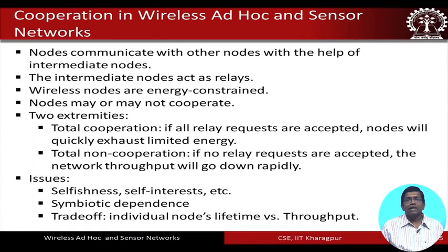One is the case of total non cooperation, and the other extremity is total cooperation. In the case of total non cooperation, none of the relay requests that a particular node receives is forwarded further. In the case of total cooperation, all the relay requests that a particular node receives will be forwarded further. Neither total non cooperation nor total cooperation is ideal, for obvious reasons. When we talk about cooperation, issues of selfishness, self interests, symbiotic dependence, etc. become very important.